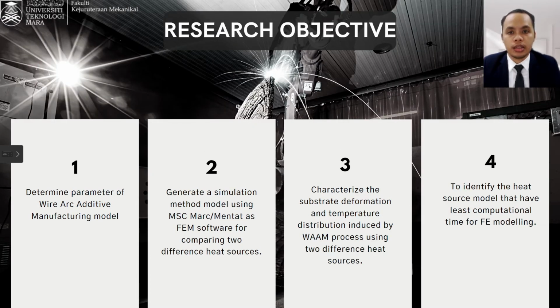So for answering the research questions, here are the objectives of the project. The first one is to determine the parameters of the wire arc additive manufacturing model. Second objective of this research is to generate a numerical simulation by using MSC Marc as FEM software for comparing two different heat source models. Third is to characterize the substrate deformation or distortion and temperature distribution induced by the process using two different heat sources. Lastly, to identify and compare the computational time for FE modeling to complete the simulation.